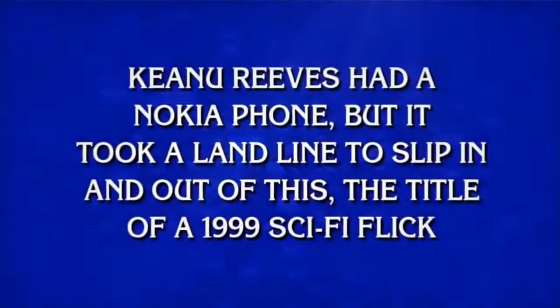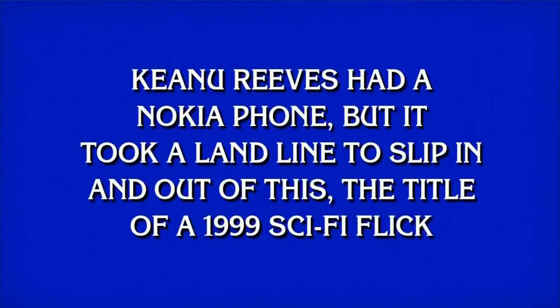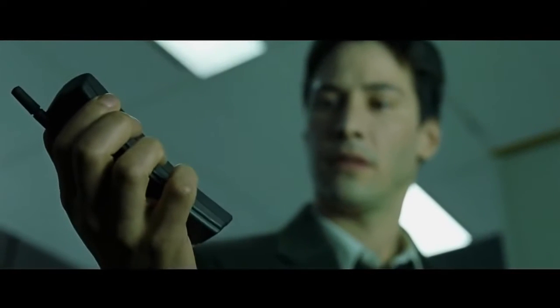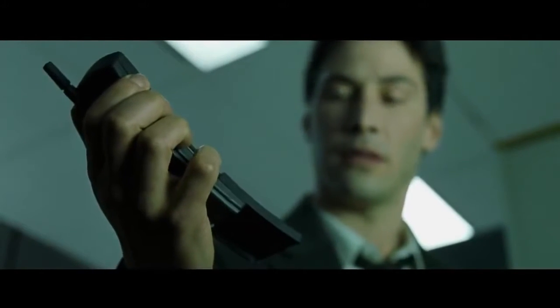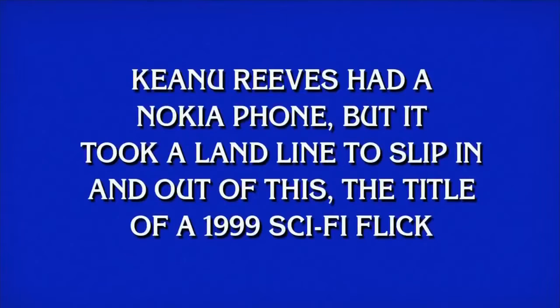Consider this clue. Keanu Reeves had a Nokia phone, but it took a landline to slip in and out of this, the title of a 1999 sci-fi flick. The correct response is: what is The Matrix? But how can Watson figure that out?